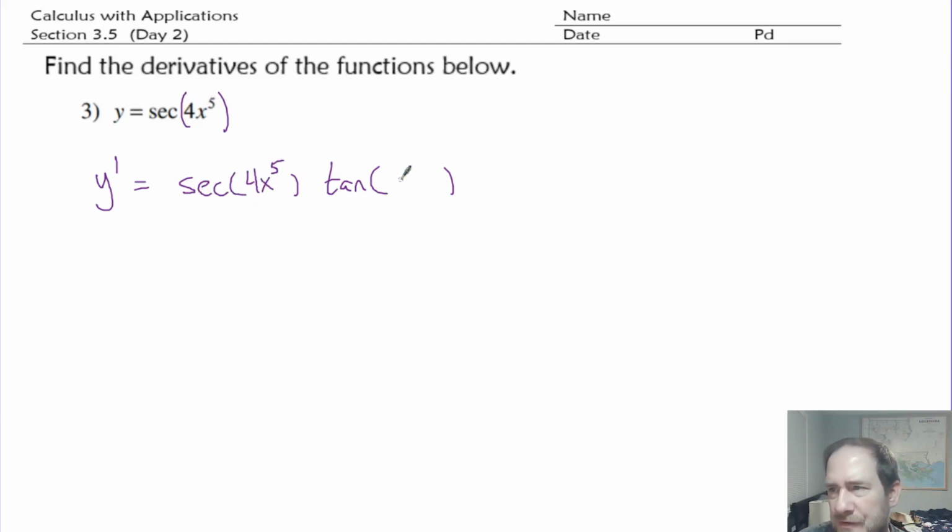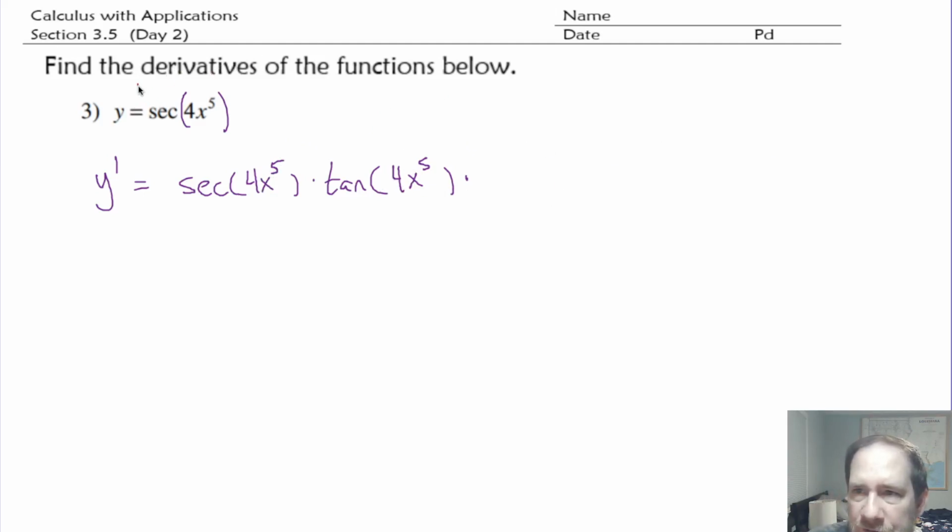And what goes inside this trig function here? Well, it should be the same stuff. It's not like this is simpler or more complicated. It should just still also be 4x to the 5th. Now we've got the inner function to deal with, so we chain rule it out. Now, do I chain rule out from the secant and then also chain rule out from the tangent? And the answer is no.